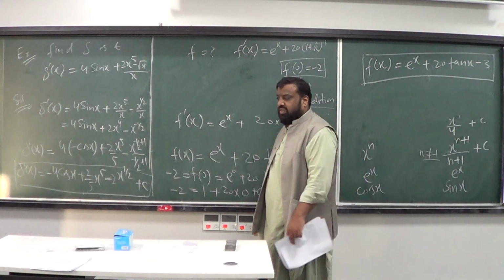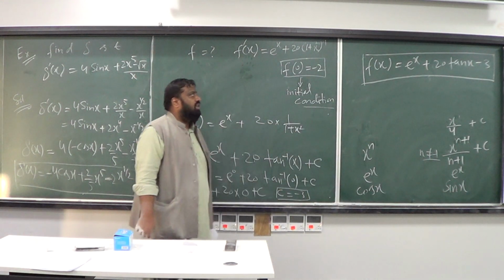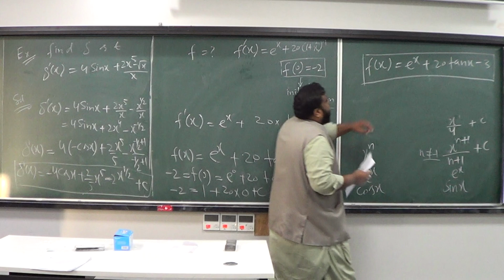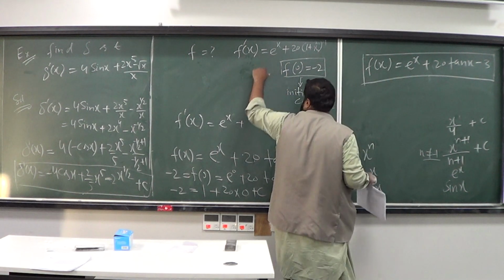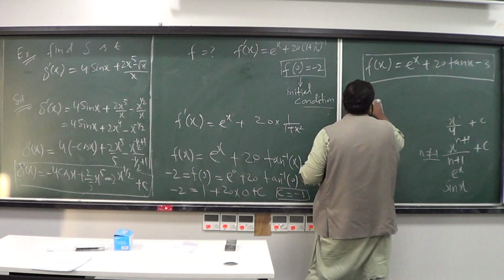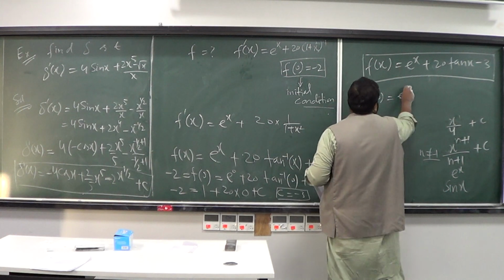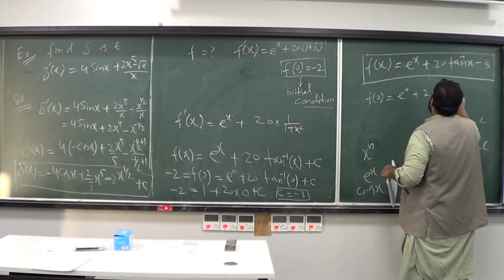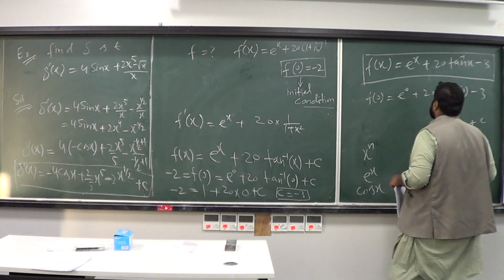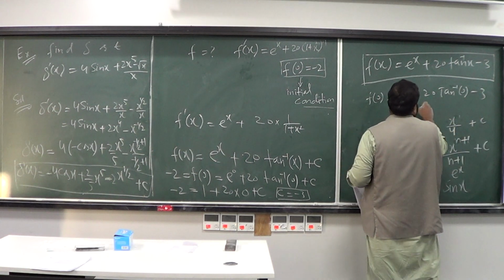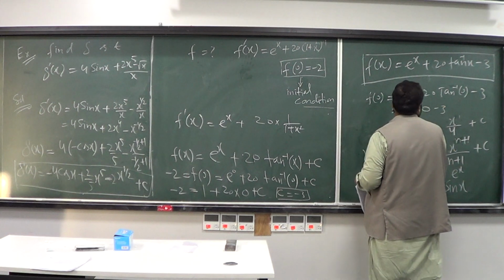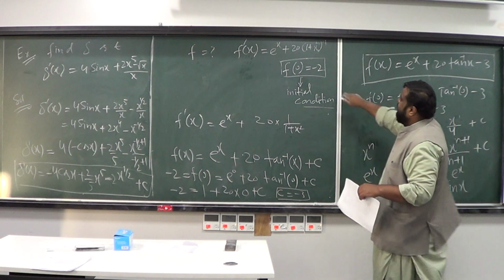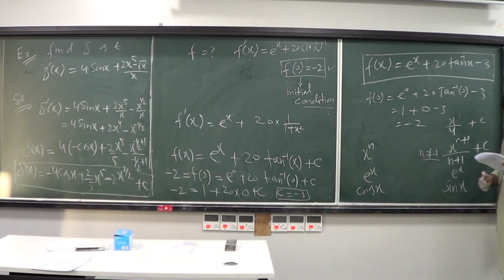This is the function that we have to find. Now you can check that if you differentiate this function, you get this. And if you substitute 0 in it, you're going to get e to the 0, which is 1, plus 2 tangent inverse 0 minus 3. So this will become 1, this will become 0, minus 3, so you're going to get minus 2. So you see that it gives you what you want.